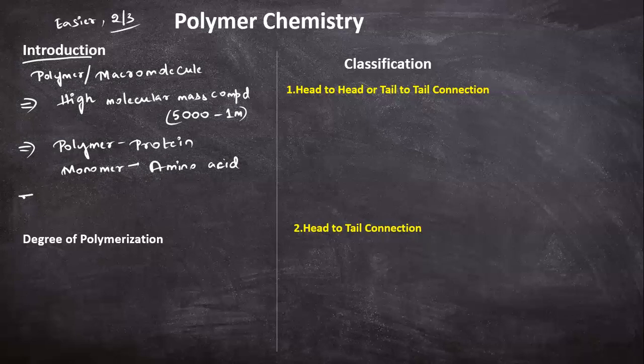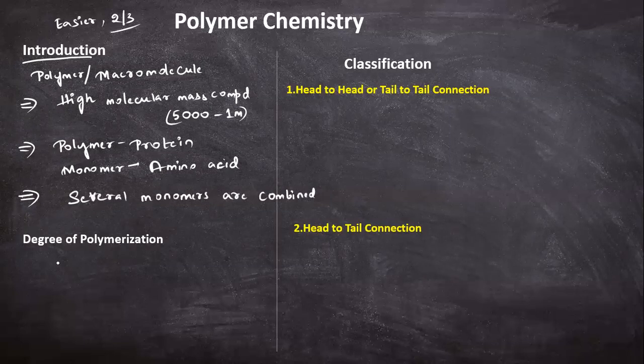So polymer is formed when several monomers are combined. Okay, when several monomers are combined, we can get a polymer. One more example we can tell is polyethene, which is formed when several ethene molecules are combined.